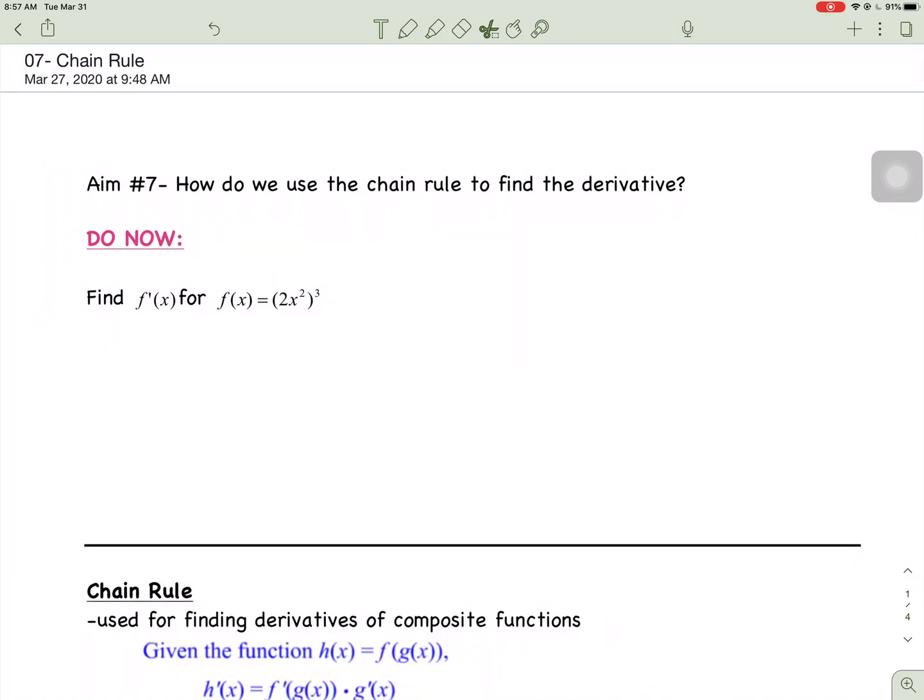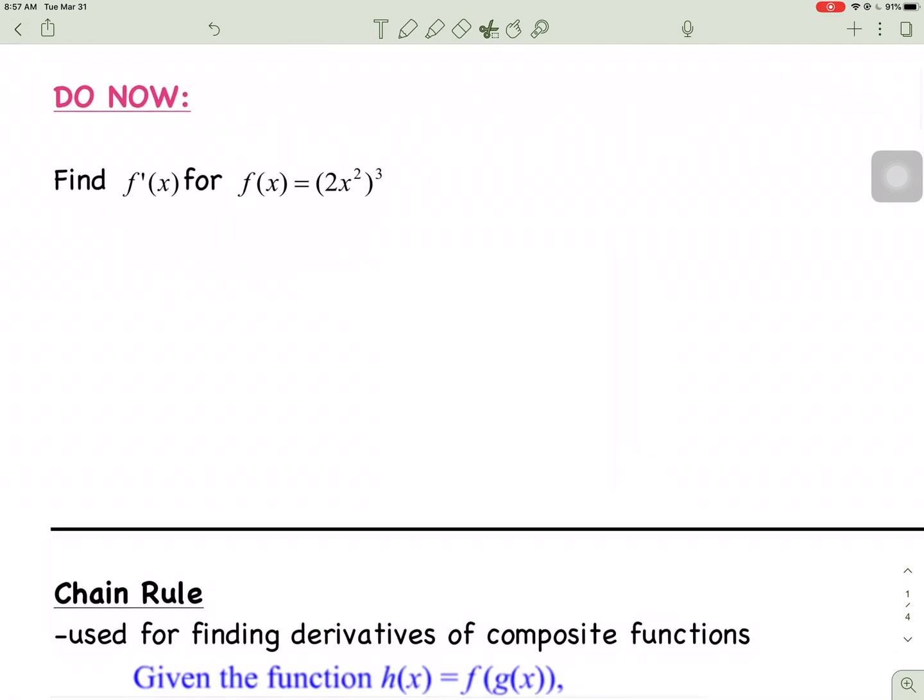Okay, so our next step when taking derivatives, we're going to look at something called the chain rule. So we'll start off with find the derivative for f of x equals 2x squared to the third. So we have a power to a power here, so we can rewrite this as 2 to the third times x squared to the third, which is 8x to the sixth, power to a power. And the derivative will be 48x to the fifth.